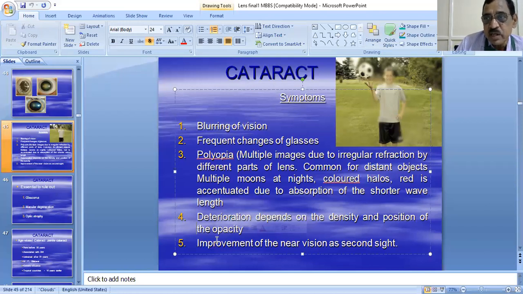Suppose it is a purulent conjunctivitis. You irrigate the conjunctival sac with saline, and the mucopus gets washed off, and the patient will be relieved of seeing these colored halos.